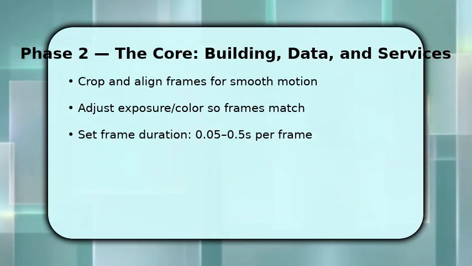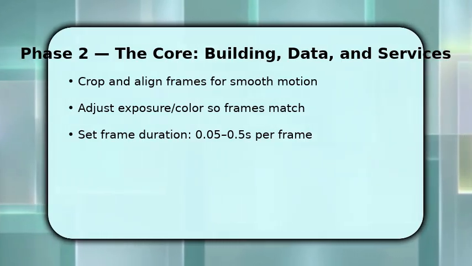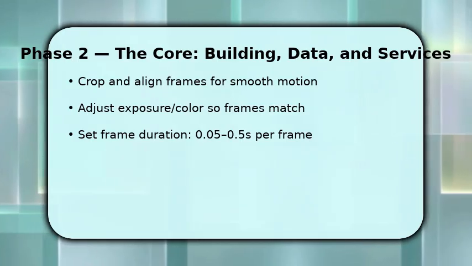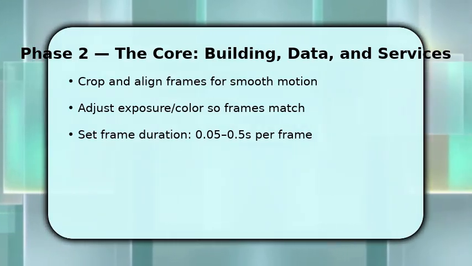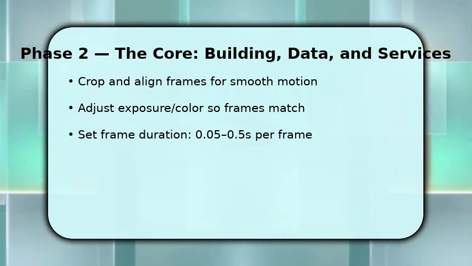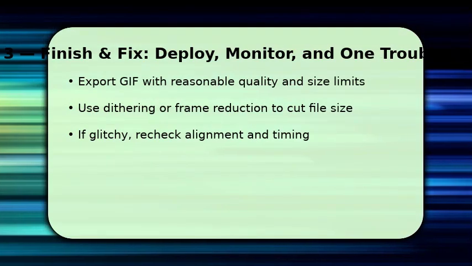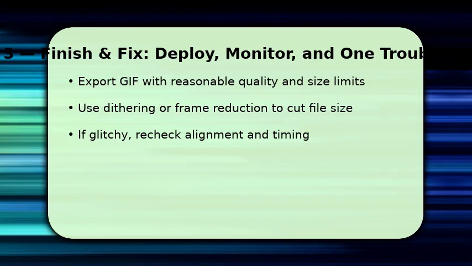Preview the animation repeatedly, make micro adjustments to timing and transitions, and consider using a simple dissolve or frame blend if the editor offers it to hide small jumps. To finish, export the animation as a GIF and pick settings that balance quality and file size. Choose reasonable dimensions and limit colors if needed. Once exported, optimize by reducing total frames or enabling dithering options to lower artifacts without wrecking clarity.